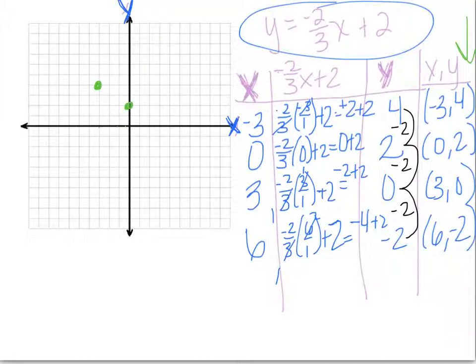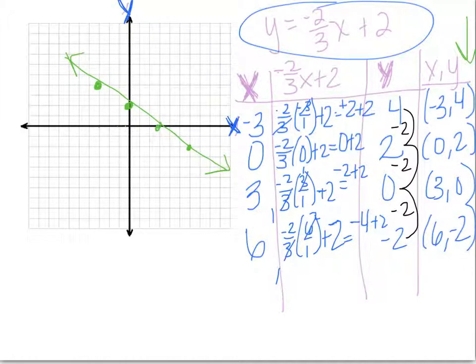Then I'm going to do 3, 0: go to 3, stay where I am. Then I'm going to do 6. Oh, whoops, I was a little bit too far over for this one. 1, 2, right there. Okay. Go down 2. And you should notice that this makes a line, so I'm going to put my line through it. So that's my answer.